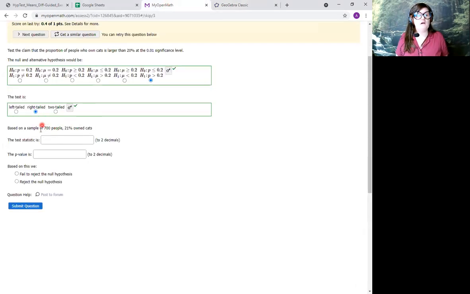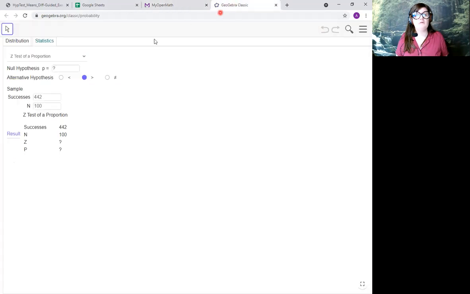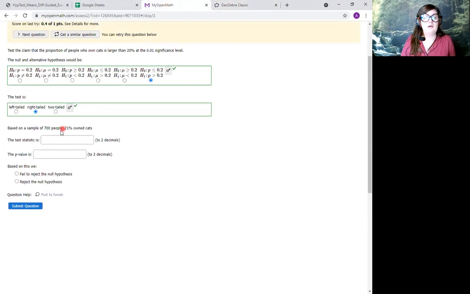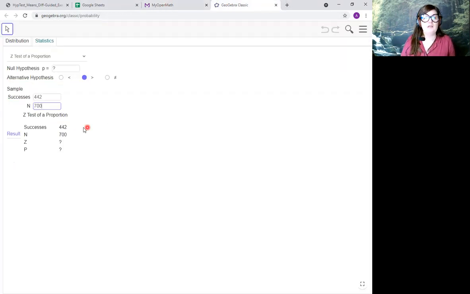Now here it says our sample is 700 people. And now it says 21% owned cats. So let's go ahead and say 700 times 0.21. Oh, awesome. And so it knows that that's a success of 147. Sometimes GeoGebra can be a little bit finicky. Remember, this is classic GeoGebra. It's actually been really great this term, so it is not acting weird or finicky. Yay, I'm so glad when GeoGebra isn't doing that.